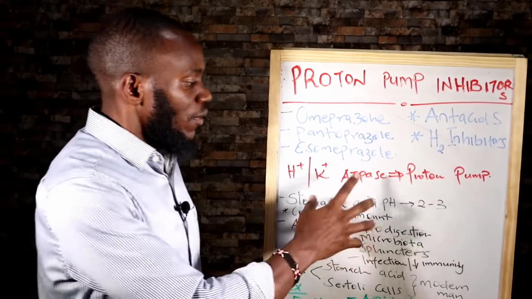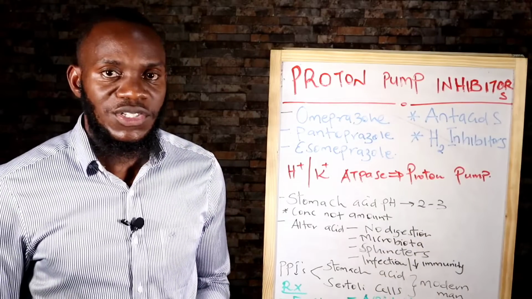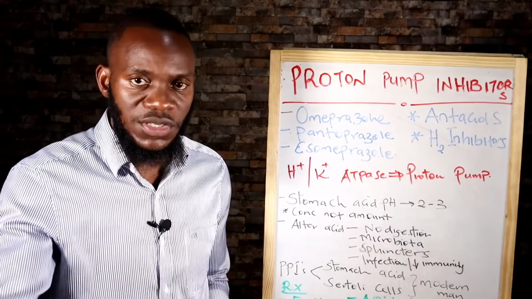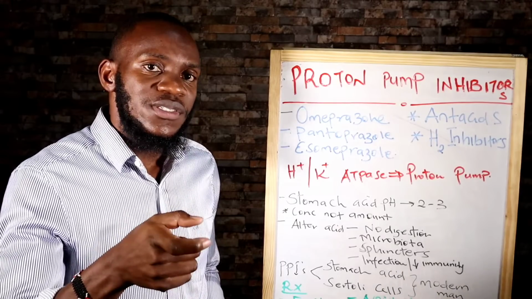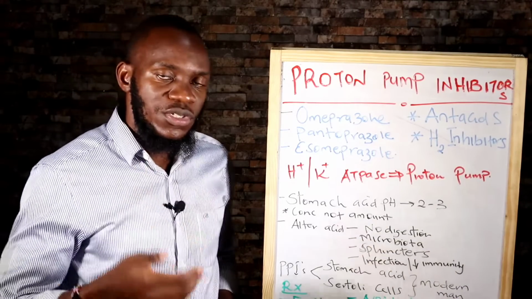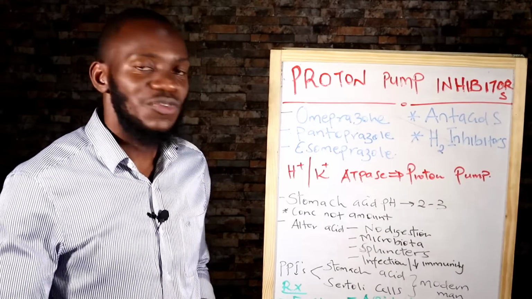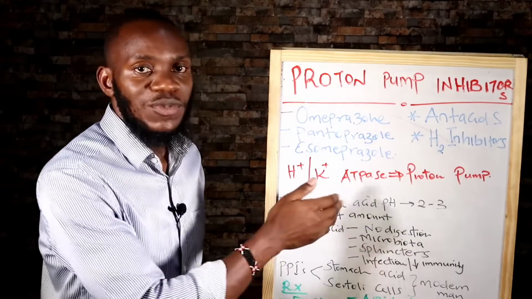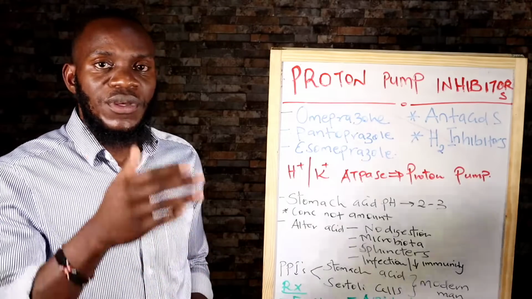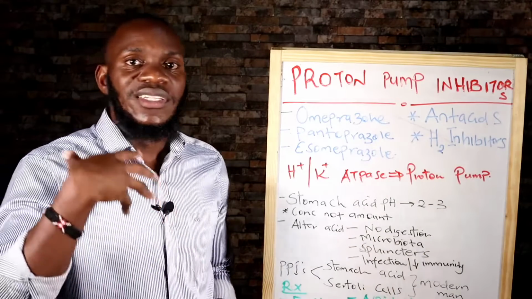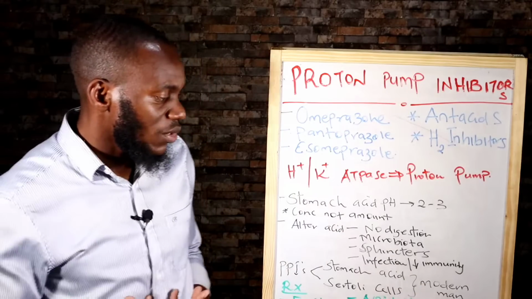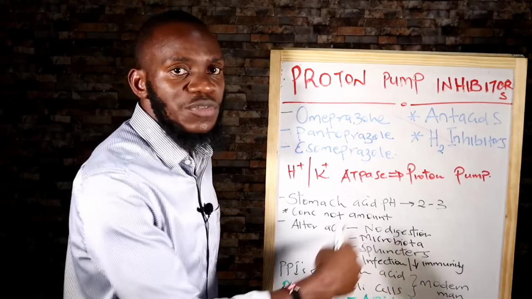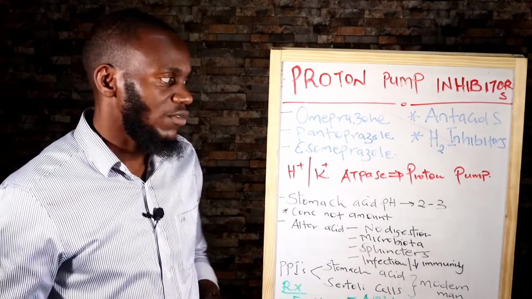PPIs alter stomach concentration. How? They block this pump that pumps hydrogen into the stomach to concentrate the acid. So that means there will be low concentration of the acid, and that means you've altered stomach concentration. So all these effects will have to come: the indigestions, the gastritis, the regurgitation of contents from the stomach into the esophagus will have to come, and the development of bacteria.